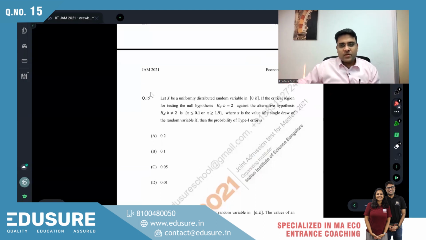IIT JAM 2021 question number 15. Let X be a uniformly distributed random variable in 0 to B. If the critical region for testing H naught: B equal to 2, alternative: B not equal to 2, critical region is X less than or equal to 1 or X greater than or equal to 1.9. Okay. Now, the probability of the critical region will be the type 1 error.